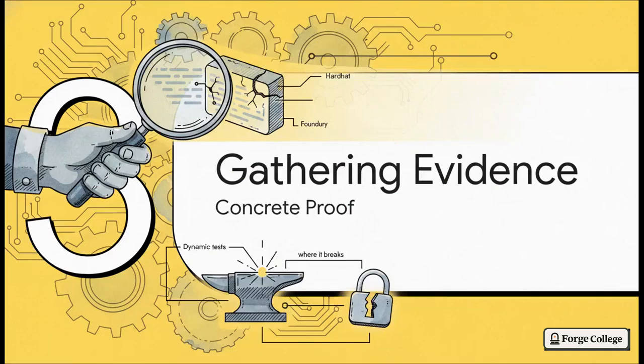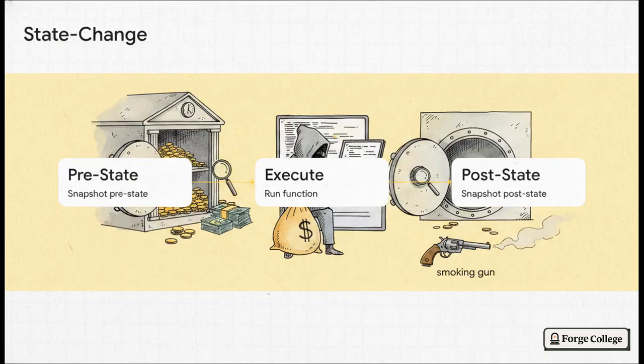Which brings us to part 3, gathering concrete evidence. With our toolkit ready to go, it's time to apply some pressure using frameworks like Hardhat or Foundry just to see exactly where the code breaks. We do this through state change analysis, and it's really just a simple 3-step process. Snapshot the pre-state, execute the vulnerable function, and snapshot the post-state.